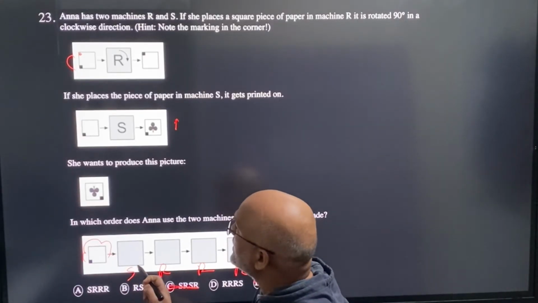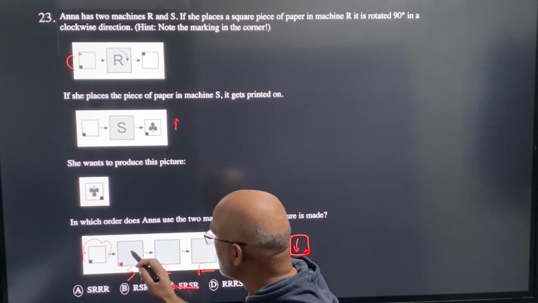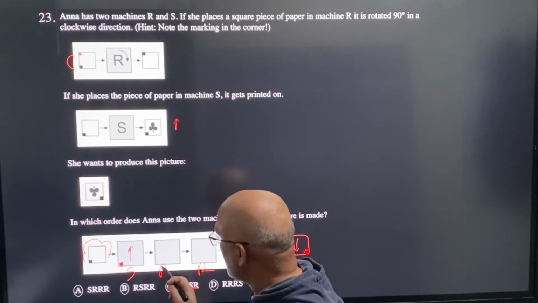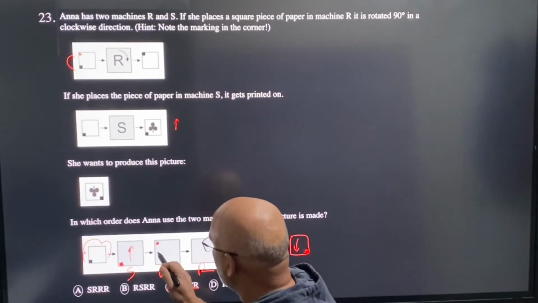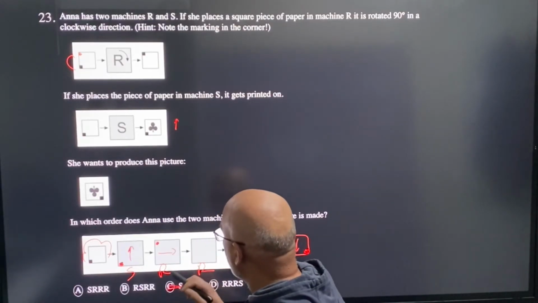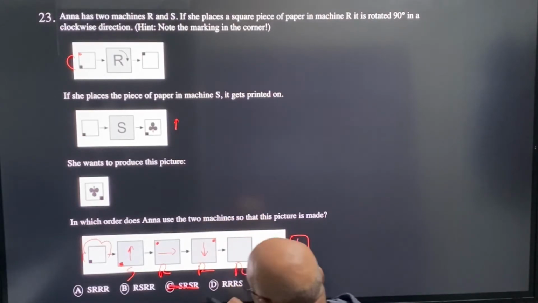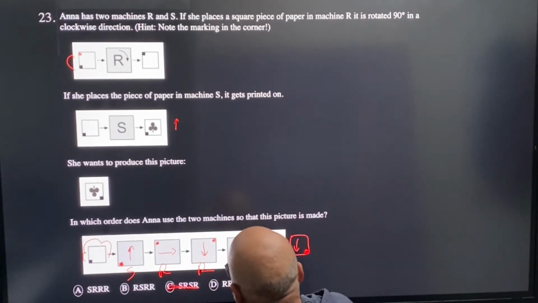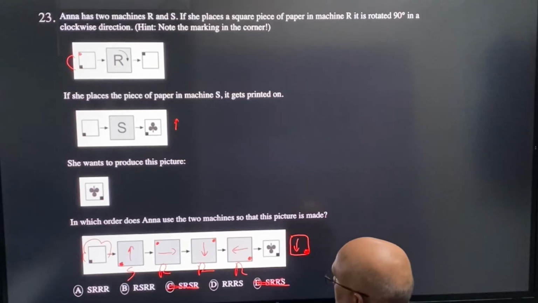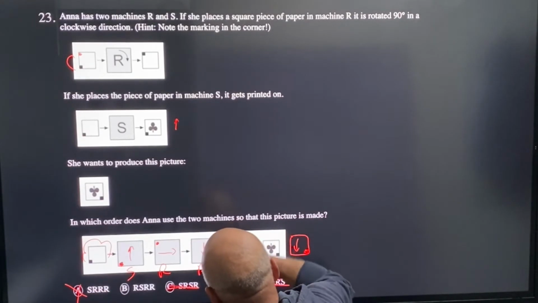First time I put it through the machine, S, it gets printed. So the dot remains at the same place and it gets printed like that. Rotation will rotate it. So this dot will end up here and this will rotate one time like this. Again rotation. So this dot will end up here and this will get rotated like this. Here one more rotation. This dot will end up here and this will end up like this, but this doesn't match this. So this combination is not going to work. A is not going to work. So let me erase this.